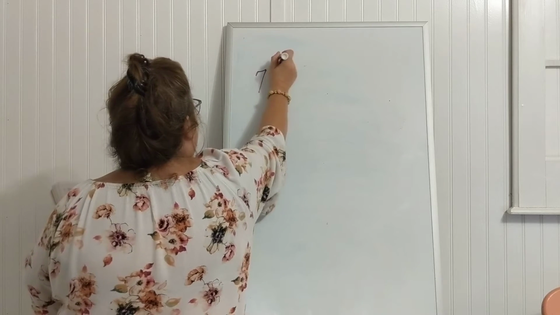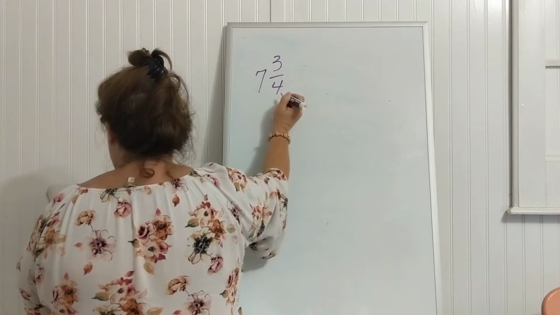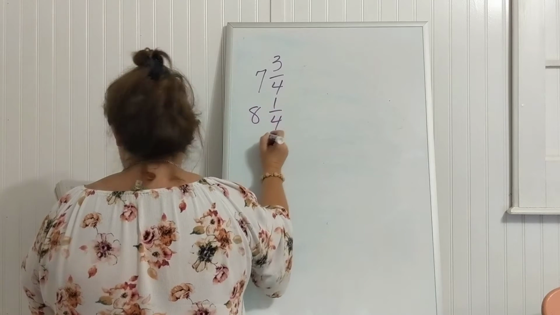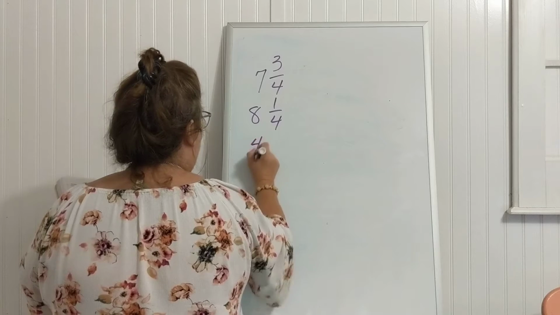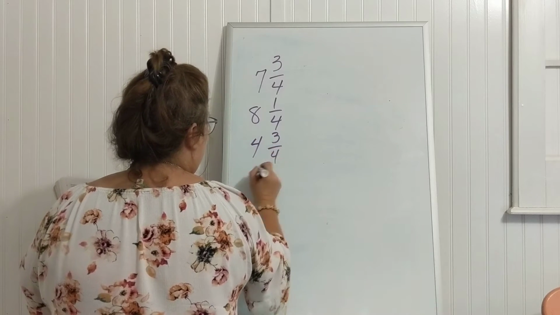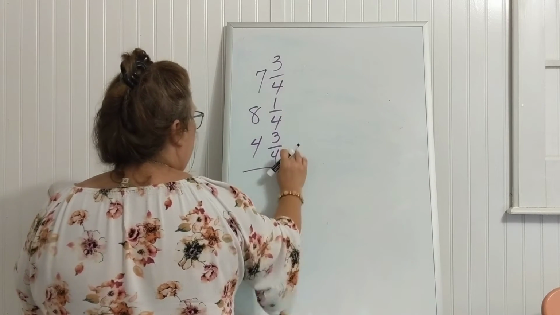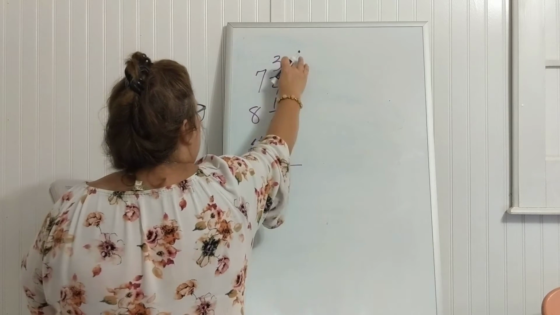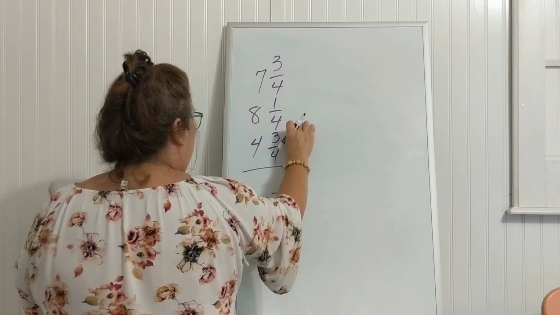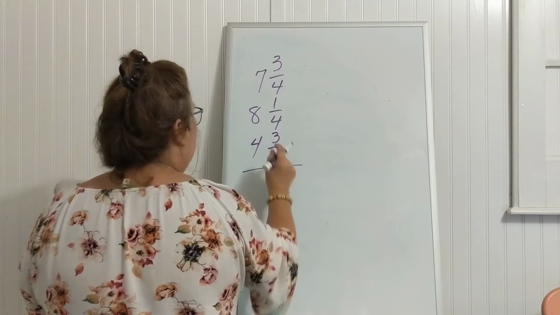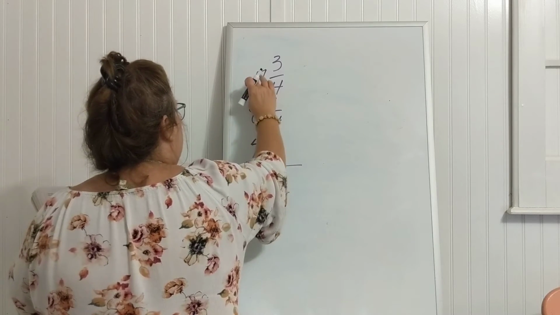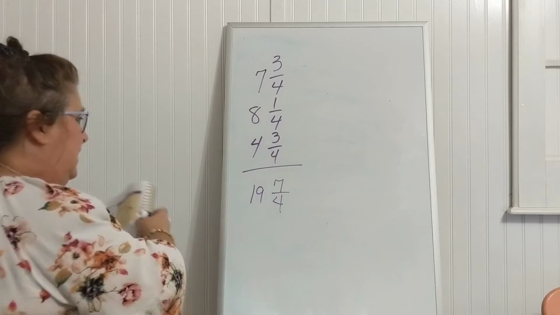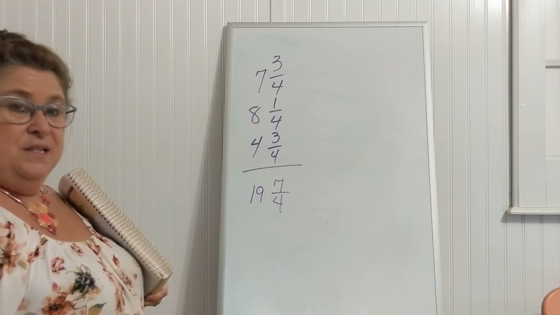3/4. Now this one's going to be cool too, guys. Watch this. 7 3/4 plus 8 1/4 plus 4 3/4. So we have 4 for our denominator, so we'll just bring that down. We add up our numerators. We have 3 and 1 is 4. 4 plus 3 is 7. Now we have to add our whole numbers. 7 and 8 is 15 plus 4 is 19. So we have 19 and 7/4.